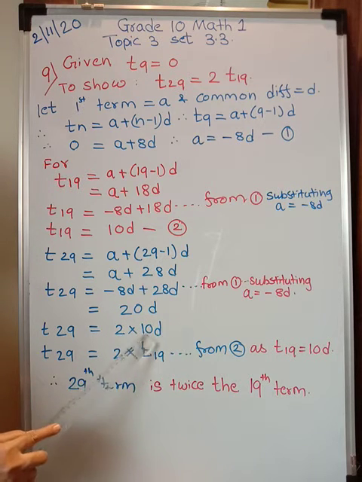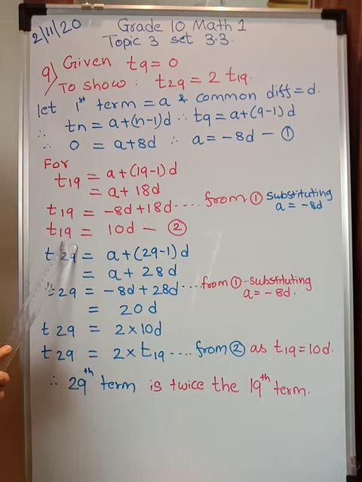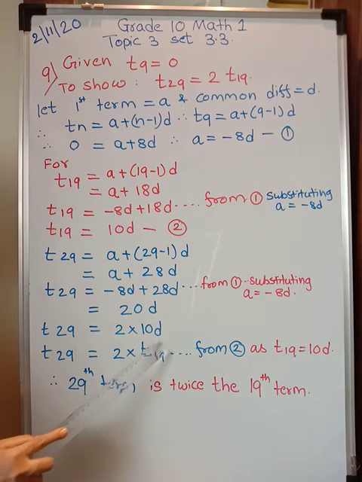So what is T29? I can write 20d as 2 into 10d. But what is 10d? Look here, 10d is T19. So this becomes T29 is equal to 2 into, for 10d I am writing T19. That means the 29th term is twice the 19th term. Thus it is proved. Very easy, no? Alright? Okay.